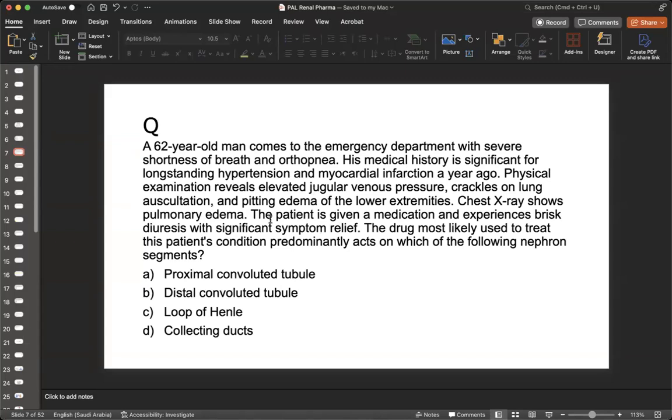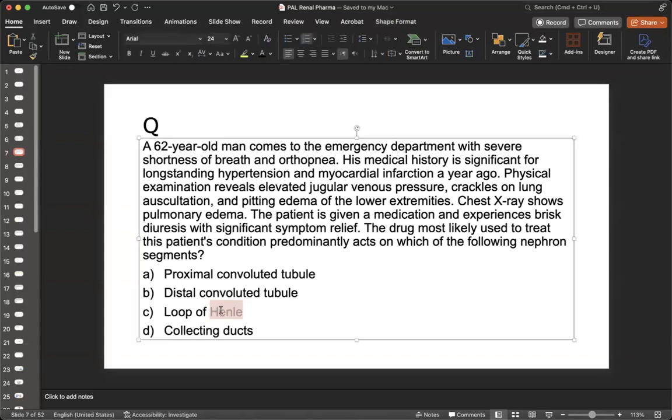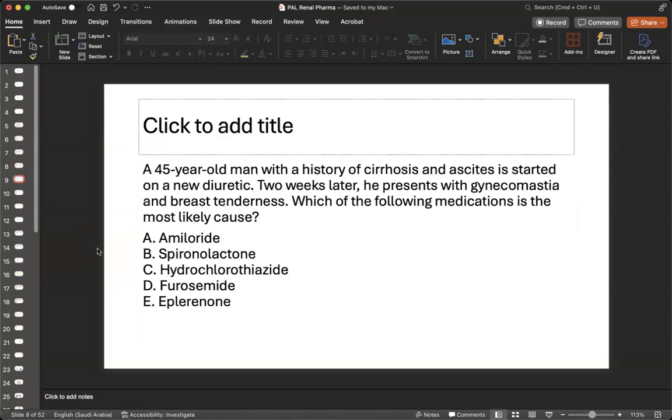Loop diuretics. Where do loop diuretics work? Common sense, the loop of Henle. So furosemide. You want to give furosemide for pulmonary edema and heart failure, and it works at the loop of Henle. Chest X-ray shows pulmonary edema, there it is. And don't forget, what are the side effects of loop diuretics? We said ototoxicity, it has two O's. Ototoxicity, hyperuricemia, and hypokalemia, the most important ones. So that's the answer. Now let's move to the next question.